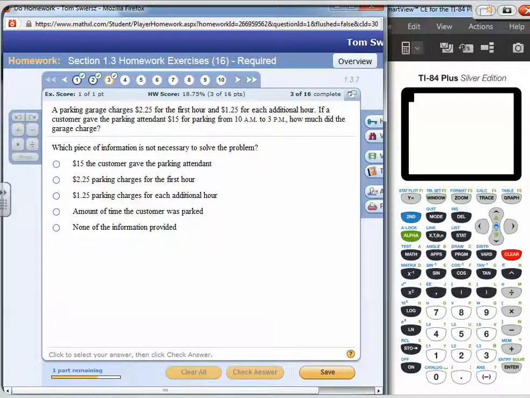What piece of information is not necessary? Okay, the $15 the customer gave the parking attendant, right? Because that will just determine the amount of change. We don't need that. We do need the charge for the first hour and for the additional hours, right? And the amount of time, the total number of hours, we need that too. So the one that is not needed is the amount of money that he gave the parking attendant.